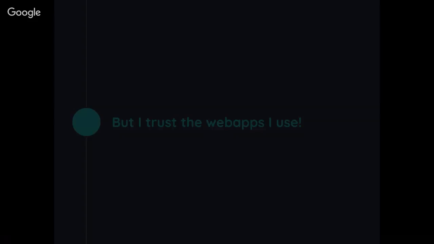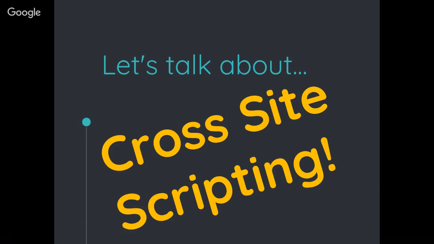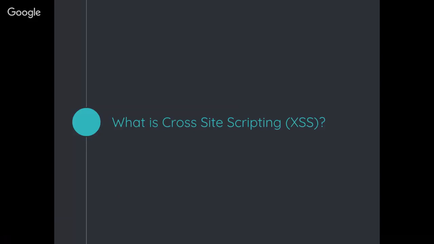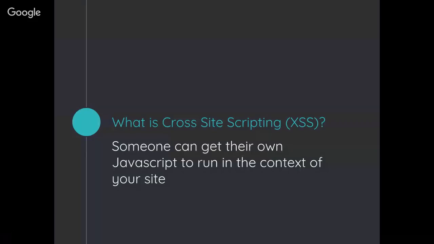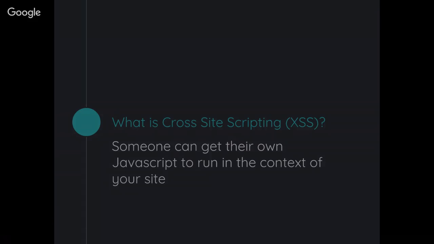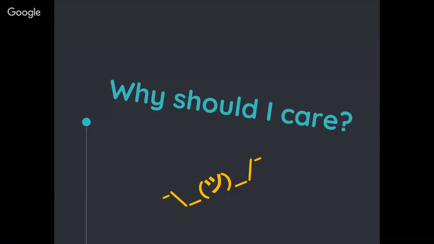All right, but you're like, but I trust web apps I use. I trust JavaScript. All right, now let's talk about cross-site scripting. So what exactly is cross-site scripting? It's when someone can actually run their own JavaScript in the context of your own site. For example, you can run JavaScript on www.myown-site.com. But if someone else can run JavaScript on your domain, then you have an issue.